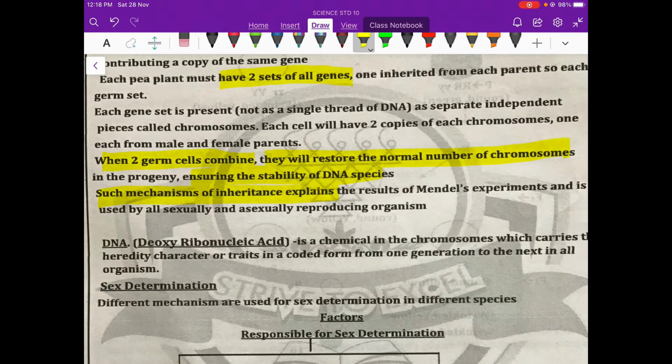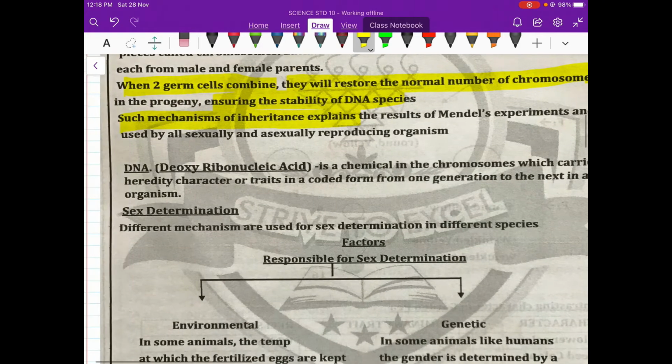For example, humans have 23 pairs of chromosomes. So, when mating takes place and you get a zygote, it will never be 46 pairs, that is 23 from each of the parents. It will ultimately be adjusted in such a way that there are 23 pairs only.